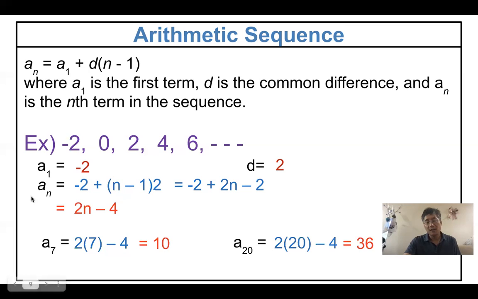If you change an to y, it's like a linear equation, right? y equals 2x minus 4, y equals 2n minus 4, same. It's like a linear equation where the slope is 2. The slope, the difference, is like a slope, right?